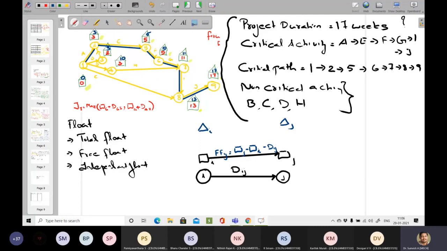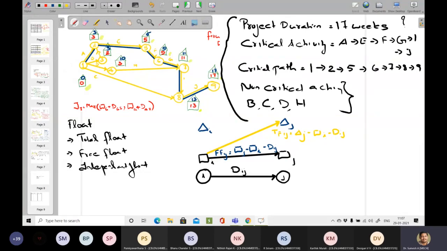Then we will have the total float. So total float you will be computing based on the relation between rectangle I to triangle J. So the equation is TF I to J equals the larger value, triangle J, minus rectangle I, minus D I to J. Triangle is the reverse pass, and rectangle is the forward pass.